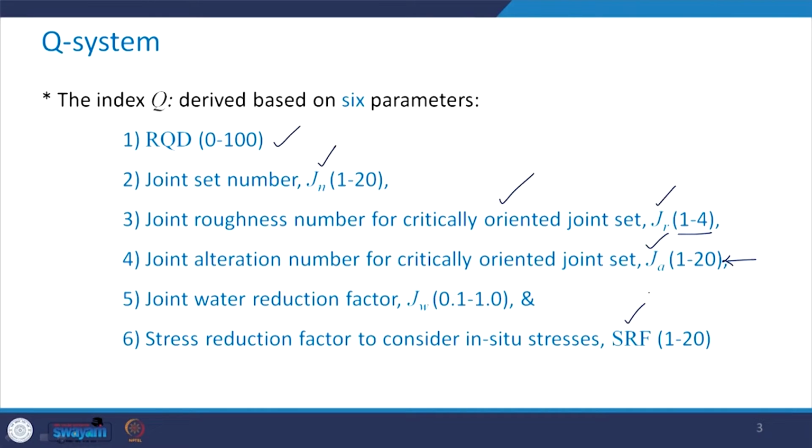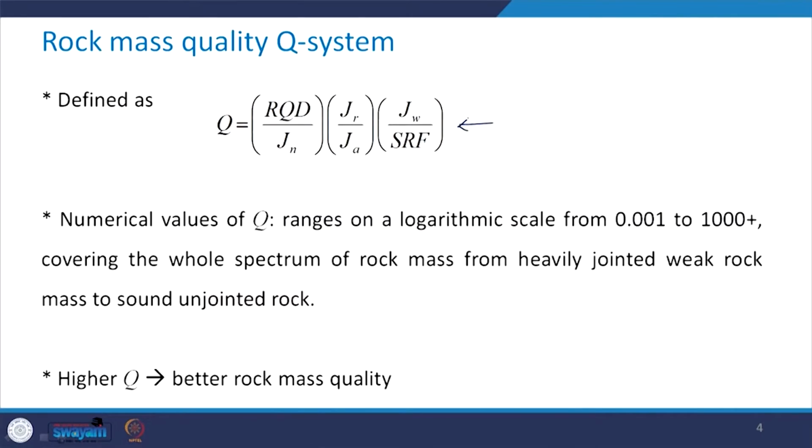We have seen that in case of RMR, the maximum rating which was assigned was 100. However, in this case you can see that the value of the index Q can take a value more than 100 also. This index Q is defined by this expression with the help of these 6 parameters.